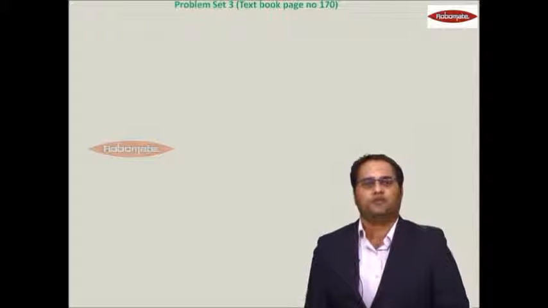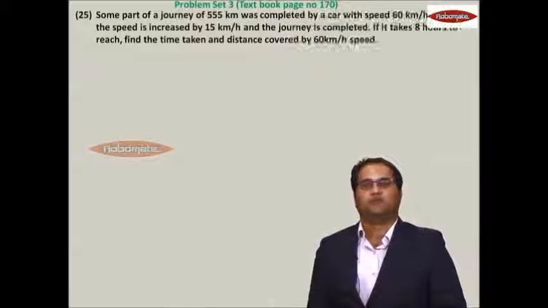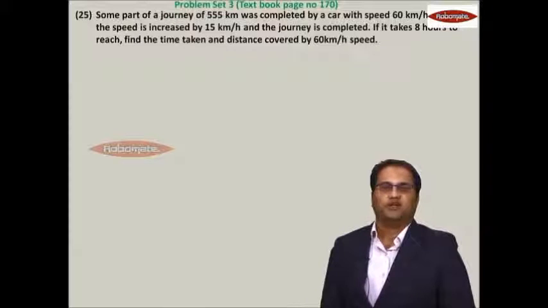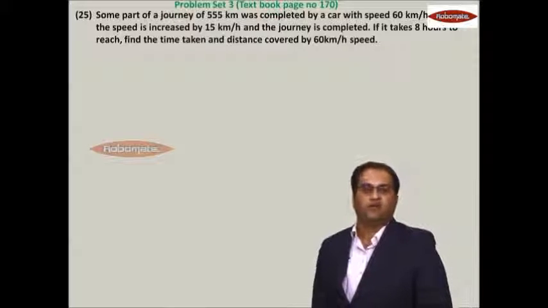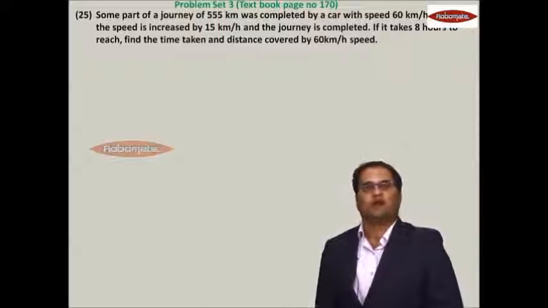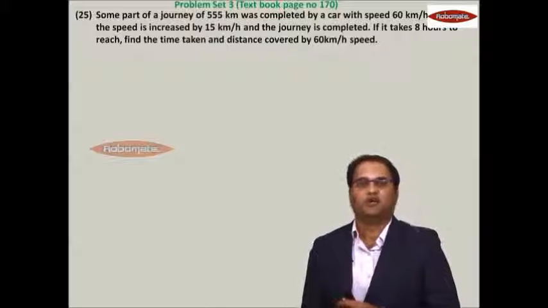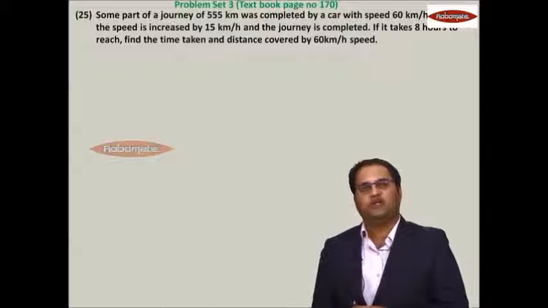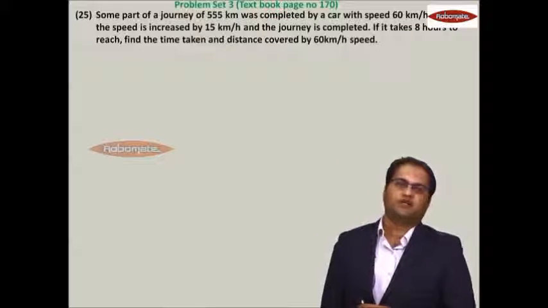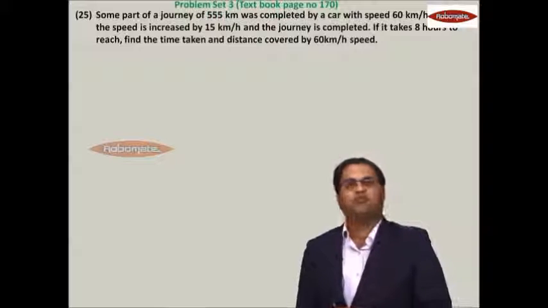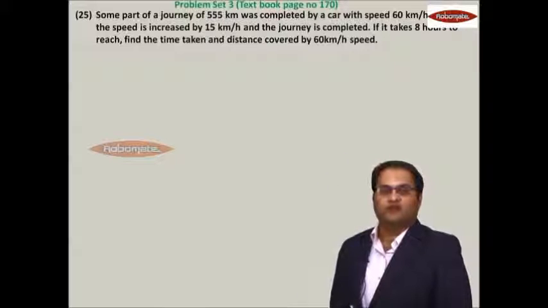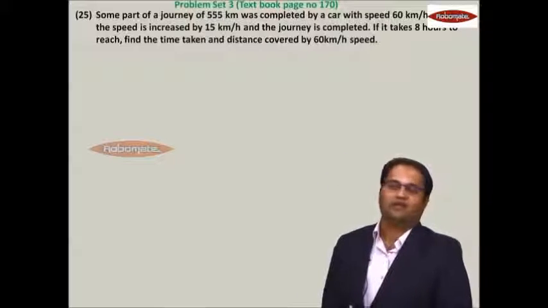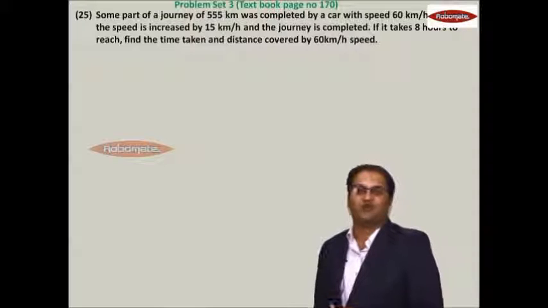The next sum is from the problem set, textbook page number 170, sum number 25. Some part of a journey of 555 kilometers was completed by a car with speed of 60 kilometers per hour. Then the speed is increased by 15 kilometers per hour and the journey is completed. If it takes 8 hours to reach, find the time taken and the distance covered by 60 kilometers per hour speed.